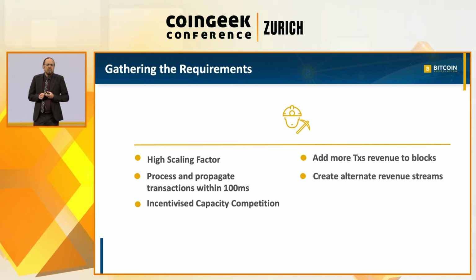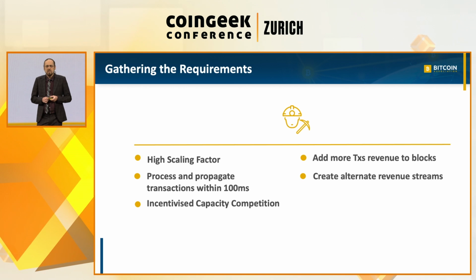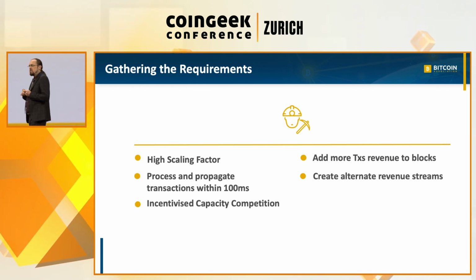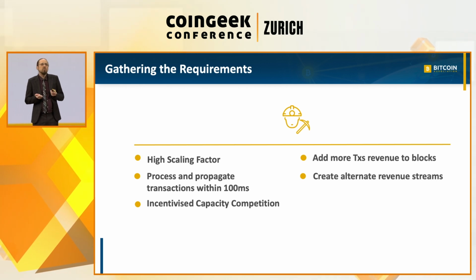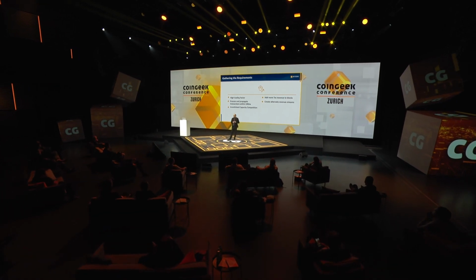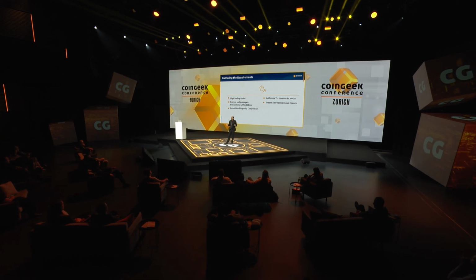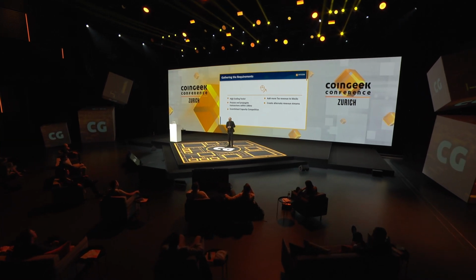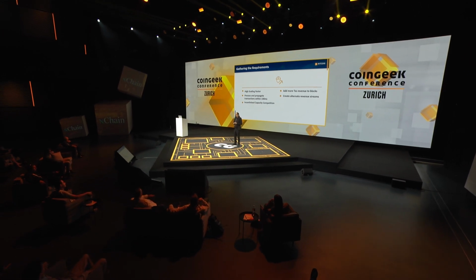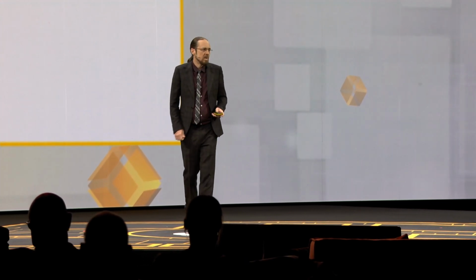Another key requirement is that we need to be able to process and propagate transactions within 100 milliseconds. One of the key features of Bitcoin, one of the key problems that it solves, is the ability to achieve transaction finality in a very short space of time. That means that a transaction has been distributed and accepted by all miners on the network, and our goal is within 500 milliseconds. That means 500 milliseconds after you send your transaction, you can be assured that it will not be double spent. You can be assured that it is final. You can be assured that it is a real payment.